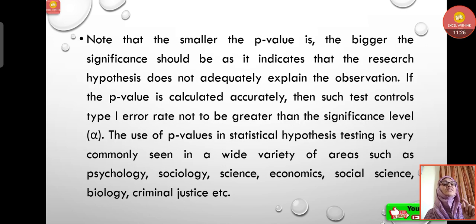Note that the smaller the p-value is, the bigger the significance should be, as it indicates that the research hypothesis does not adequately explain the observation. If the p-value is calculated accurately, then such test controls type 1 error rate not to be greater than the significance level alpha. The use of p-values in statistical hypothesis testing is very commonly seen in a wide variety of areas such as psychology, sociology, science, economics, social science, biology, criminal justice, etc.